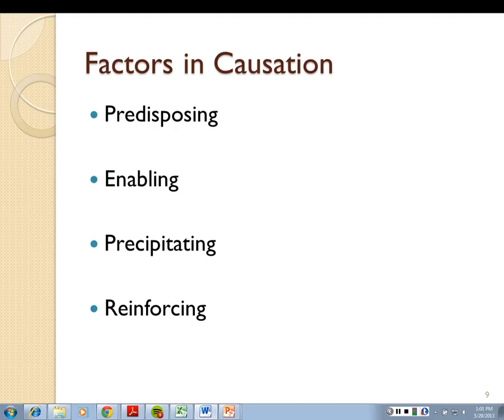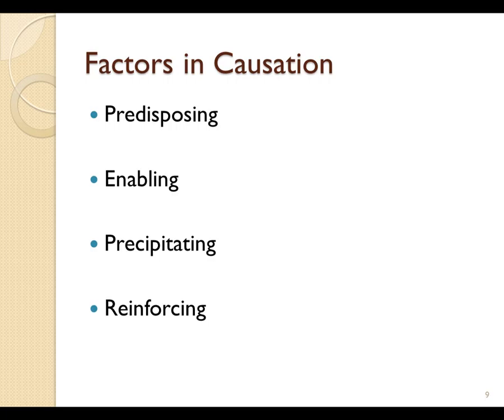Precipitating factors are those factors that are associated with the onset of disease, for example, exposure to a specific pathogen or harmful substance. Finally, reinforcing factors are those factors that may aggravate an established disease, such as repeated exposure or poor environmental conditions. All of these types of factors can be termed a risk factor. A risk factor is any factor that is positively associated with the development of a disease.